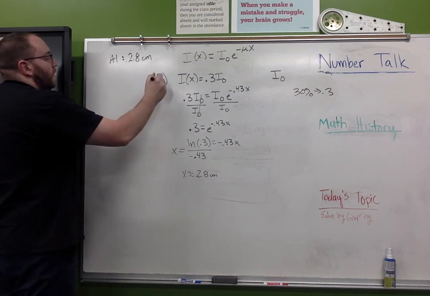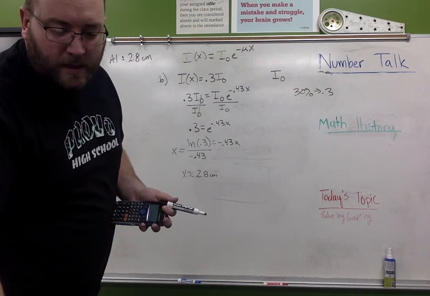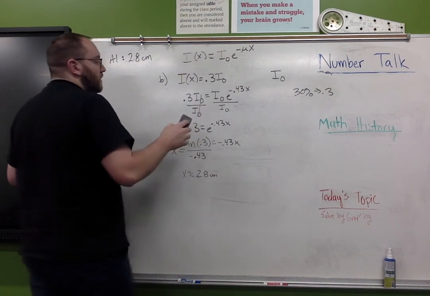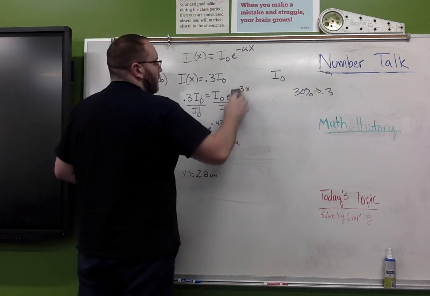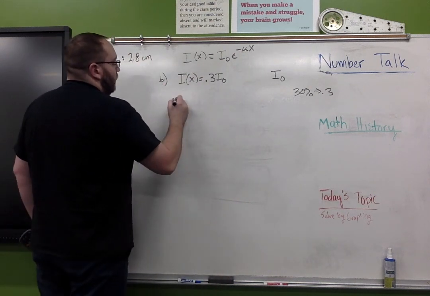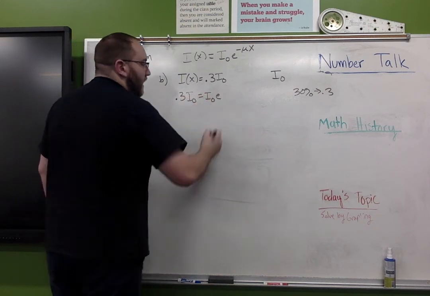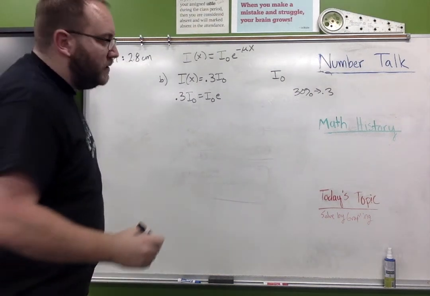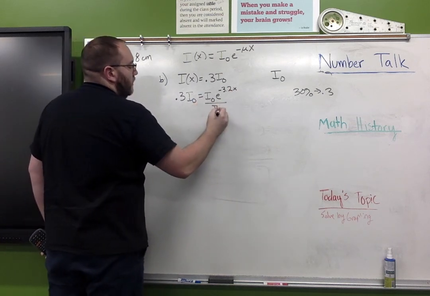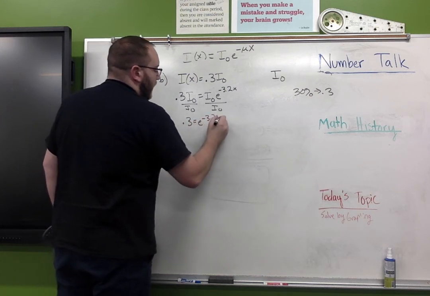All right, now let's go on to part B. I'm going to erase some stuff, but we're using the same formula because part B says repeat part A for copper shielding. So once again, we have 0.3 I naught is equal to I naught times e, and now for copper shielding, mu is 3.2. So negative 3.2x. Once again, divide everything by I naught. So 0.3 is equal to e to the negative 3.2x.